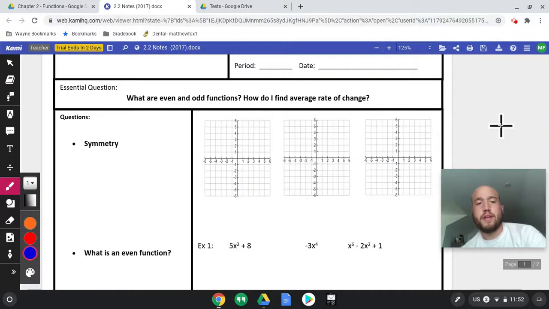Hey, good morning, pre-calc. Today we're going to talk about even and odd functions and also rate of change. But first, as we introduce even and odd functions, I want to remind you back to symmetry.